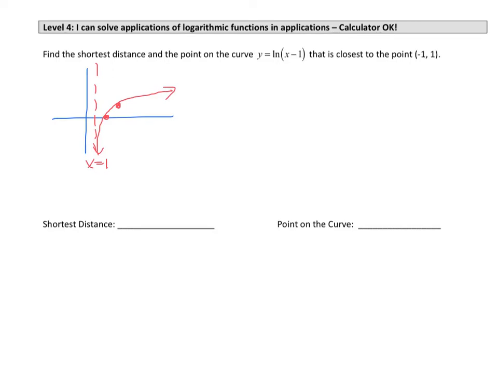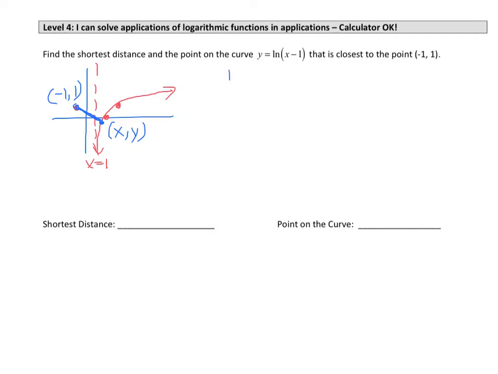And we're finding the point that's closest to the point (-1, 1), which is about right there. So we're trying to find the distance from that point to the graph that would be the shortest. So some unknown point on the graph, some x, y pair. And my point over here is (-1, 1). That's a point I do know. So I'm trying to find the closest point on my graph to the point (-1, 1).